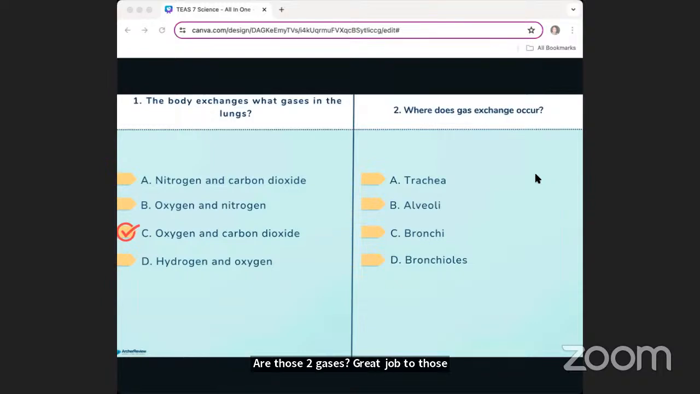Question 2, where does gas exchange occur? It occurs in the alveoli, those clusters with maximum surface area for maximum gas exchange. So the correct answer there is B.